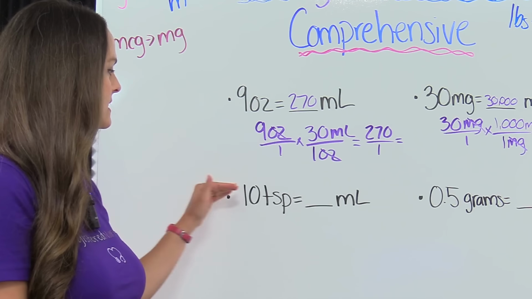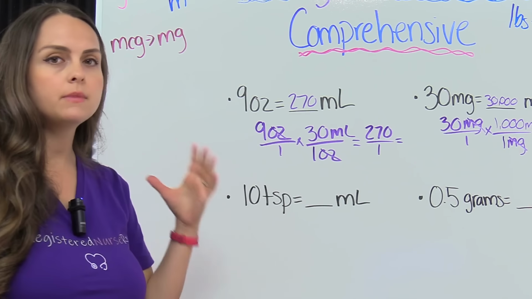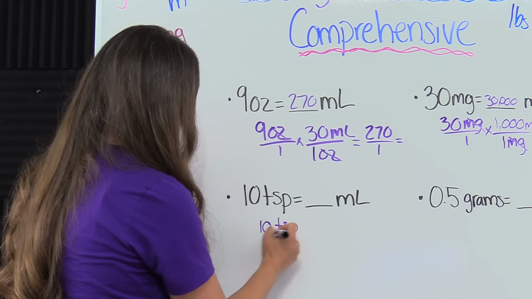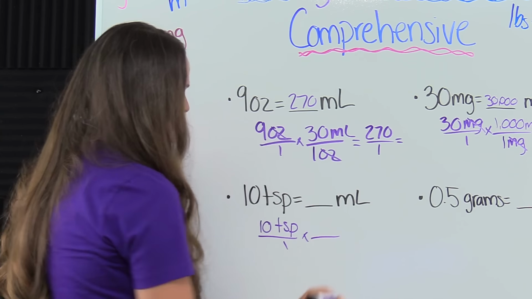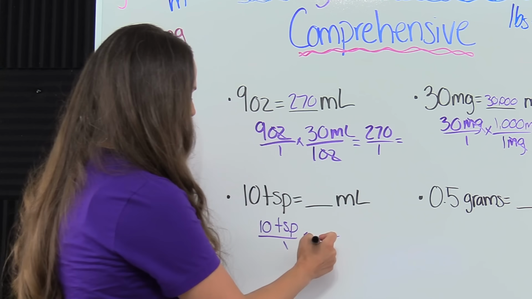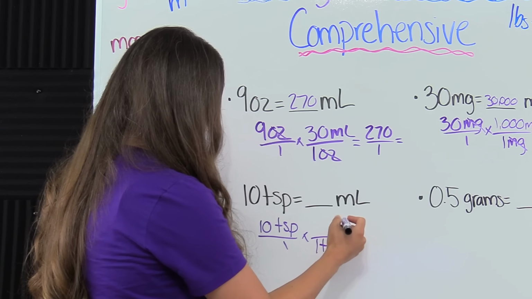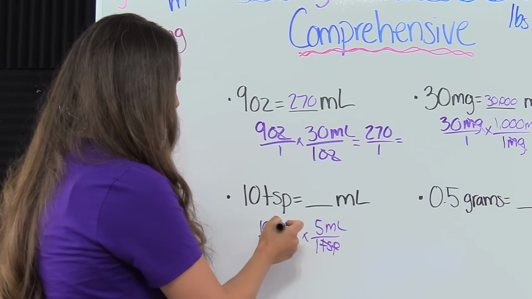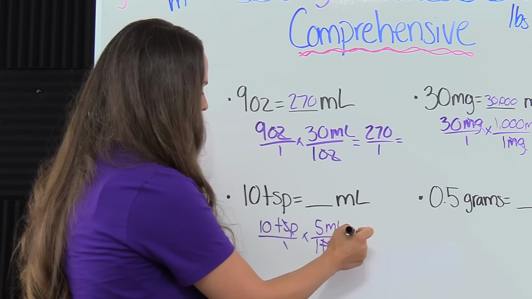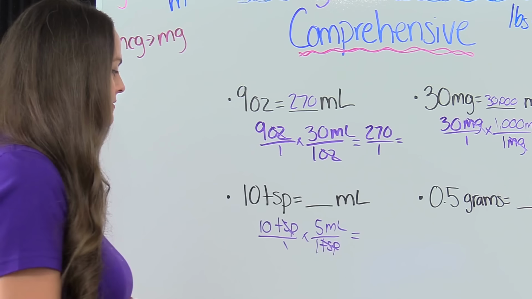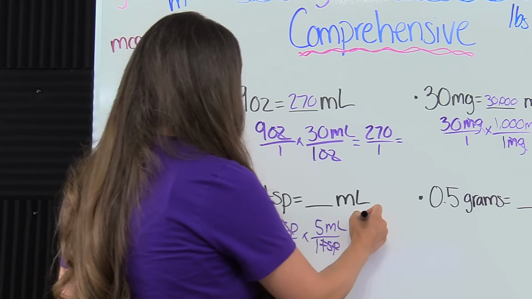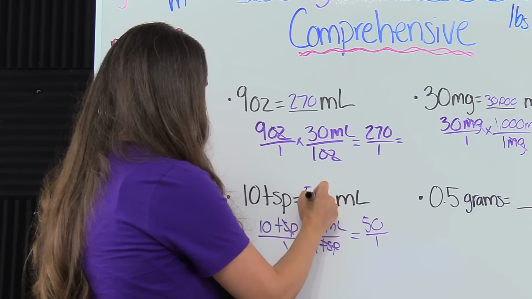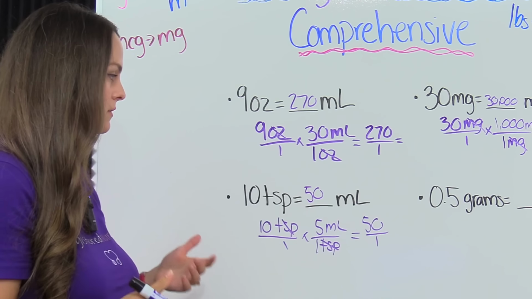Our next problem says 10 teaspoons equals how many milliliters? So let's set our problem up again with dimensional analysis. So 10 teaspoons. And pulling from the metric table, we know that 1 teaspoon equals 5 milliliters. So that cancels out our teaspoons, and we've arrived where we need to get. So multiply everything at the top and bottom and divide. So 10 times 5 is 50, and then 1 times 1, of course, is 1. And so our answer is 50. 10 teaspoons equals 50 milliliters.